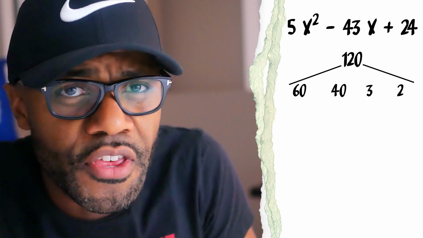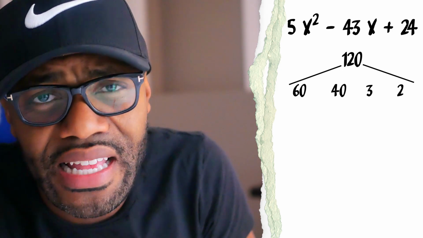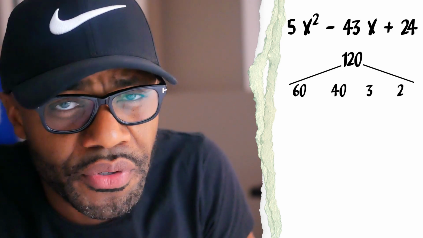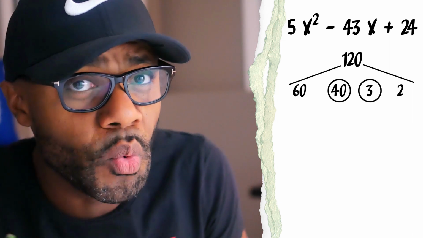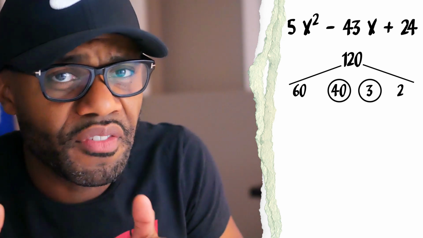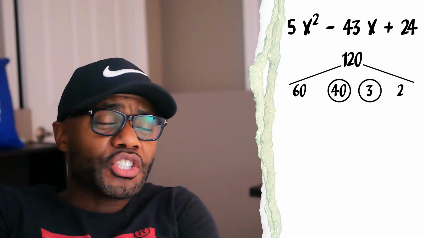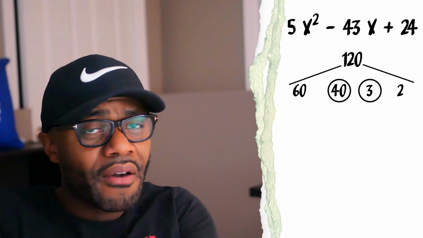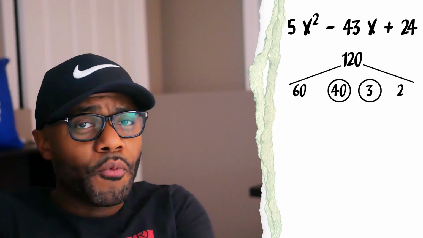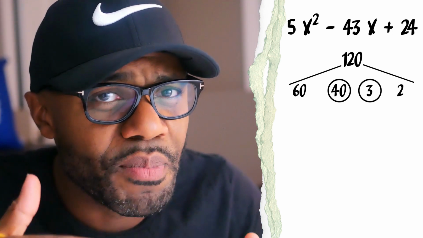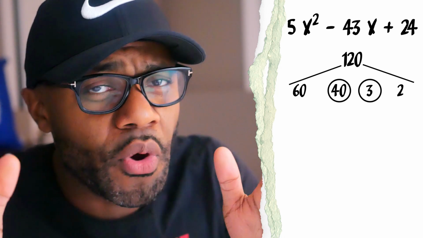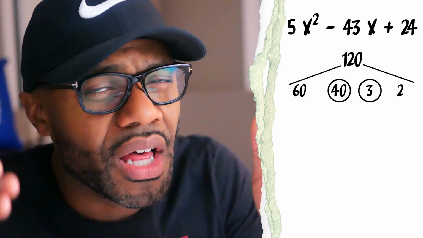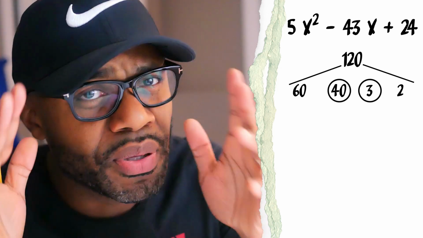Looking at that, the only 2 factors that would make sense for us are the numbers 40 and 3. Because 40 times 3 will give me 120, which is the product of A and C. And 40 plus 3, in some shape or form, obviously in positive form, will give me 43. You see it now working? This method, if you apply it correctly, makes factoring quadratic equations where the value of A is greater than 1 a lot easier. So please pay attention.